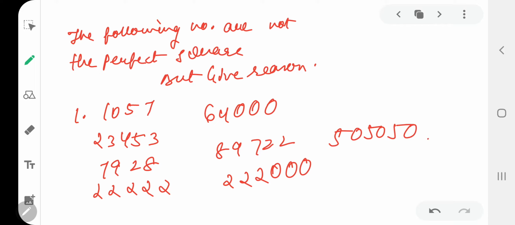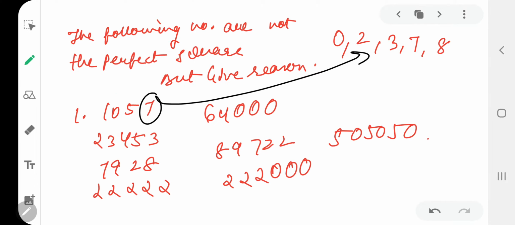Now my dear kids, you have to look at your number, and if you get the end digit, if your number is ending with a digit 0, 2, 3, 7, 8, then such numbers will not be a perfect square. Let's see what our numbers are. Just see the unit digit 7. So it belongs to this group. That means 1057 will never be a perfect square.